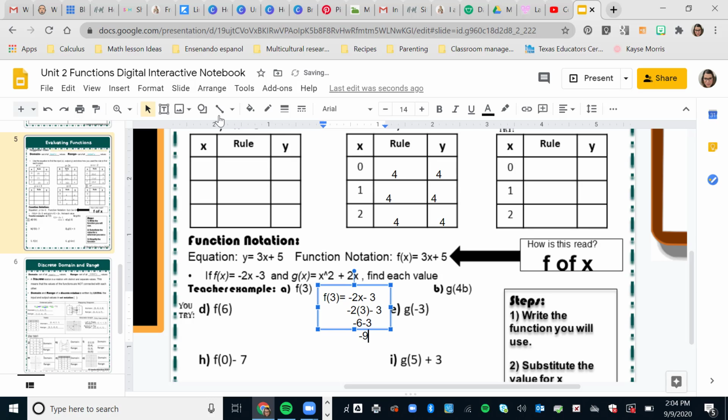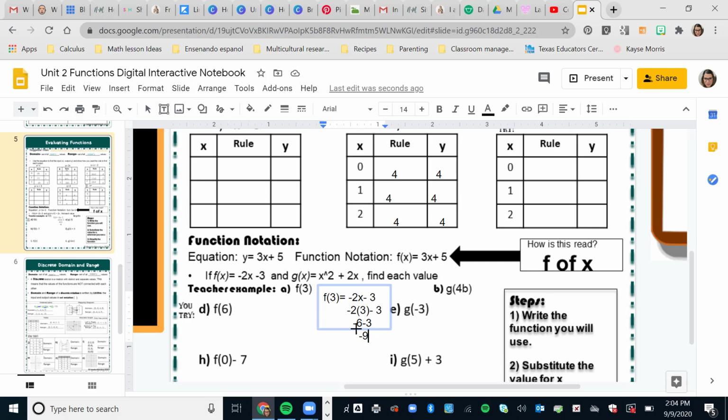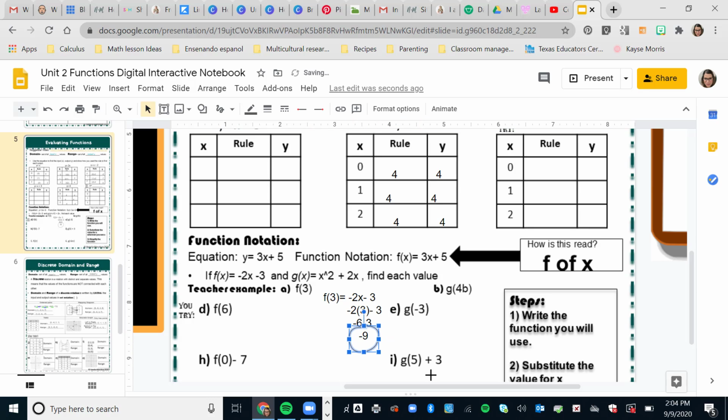So negative 9 is my final answer. I like to box my answers. You can do that, or you can circle them. It's up to you. I'm going to circle this time, but I usually like to box them. Okay? All right. So that's the first example.